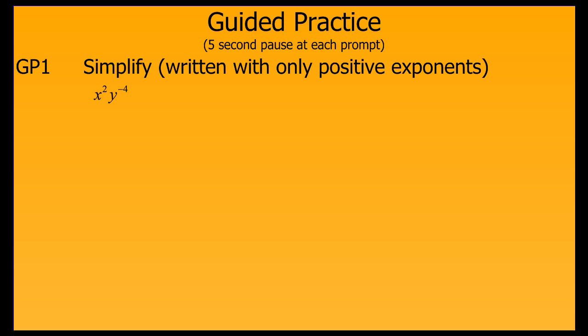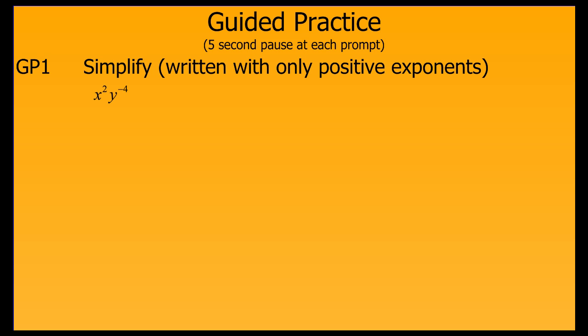Now for our guided practice section. We're going to work through some problems together. You do not need to write down these problems, just step through them with me. At each step, I'm going to prompt you with the question you should be asking yourself, then I'll pause for about 5 seconds for you to think about it and answer it for yourself. Then I'll show you. So for this problem, our first question is, what are we trying to do here?